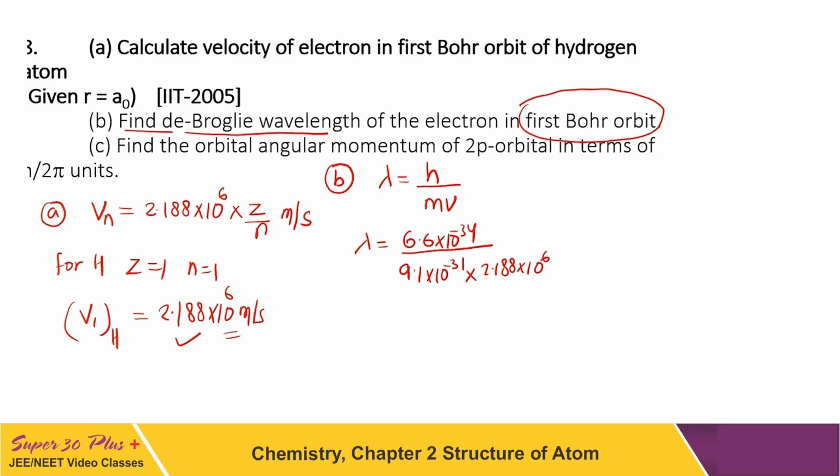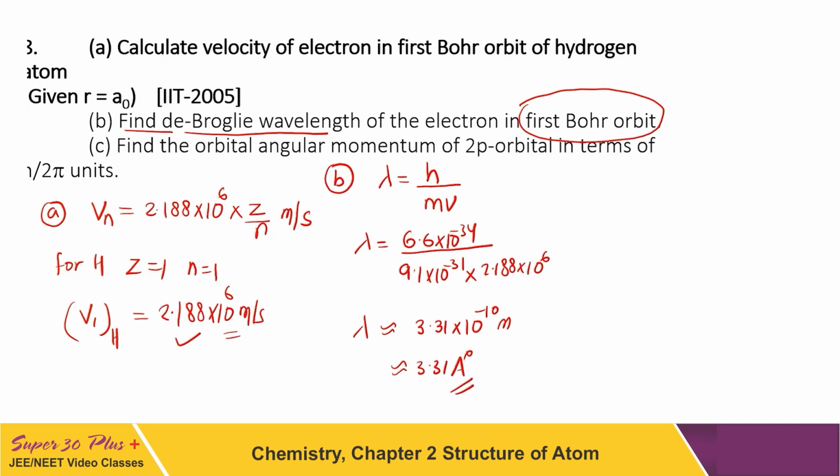After solution, the final value of wavelength will come approximately 3.31 into 10 to the power minus 10 meter, which we can also write as 3.31 angstrom approximately.